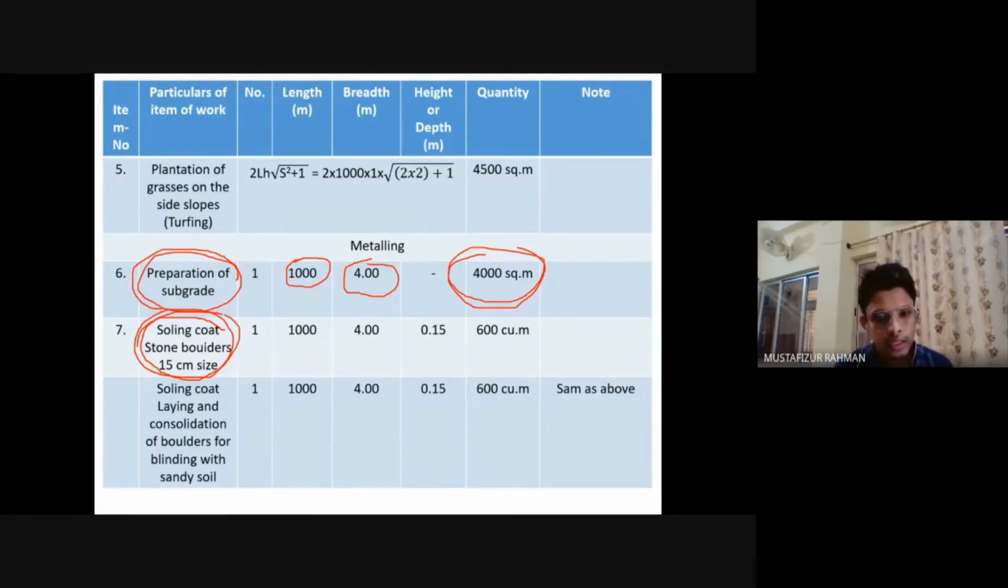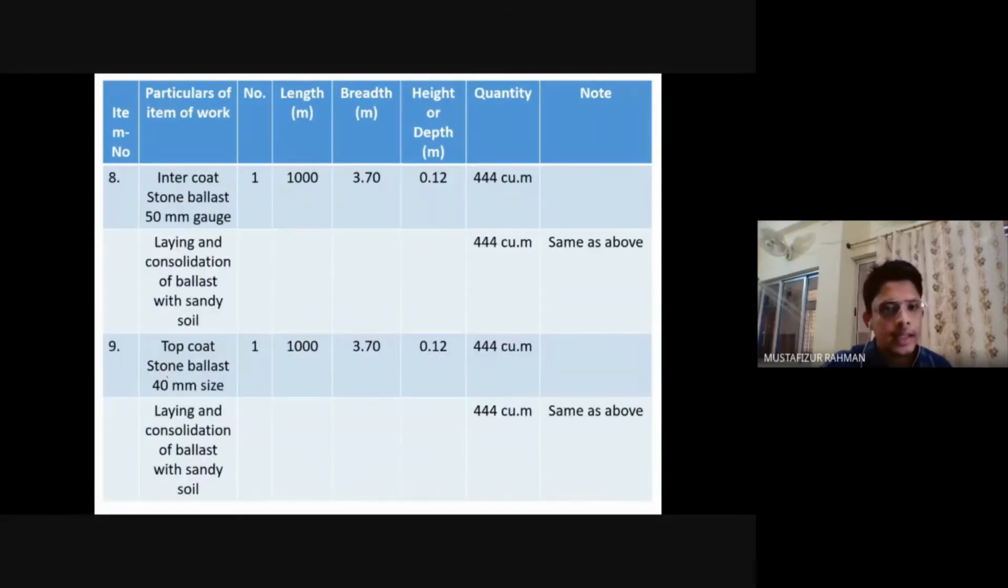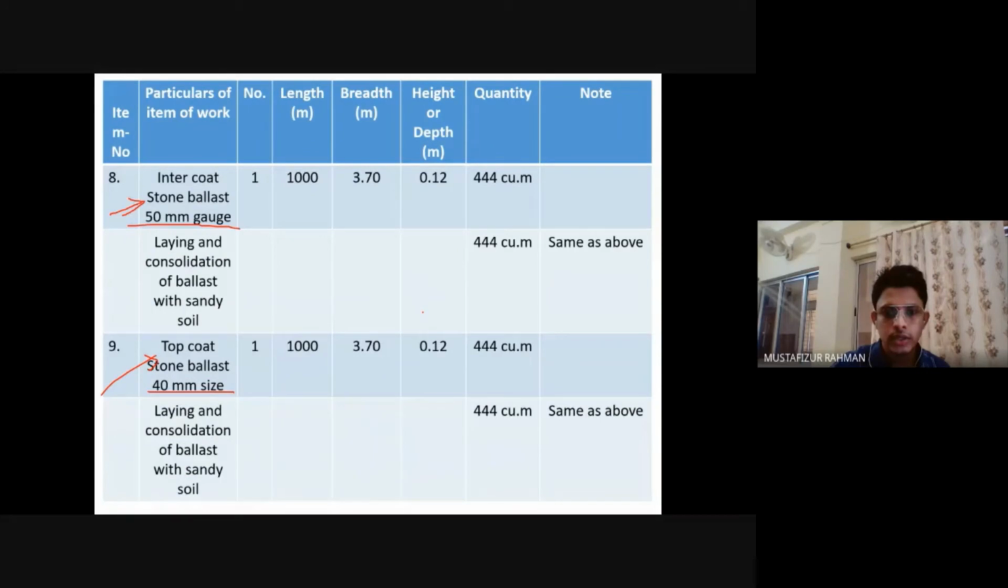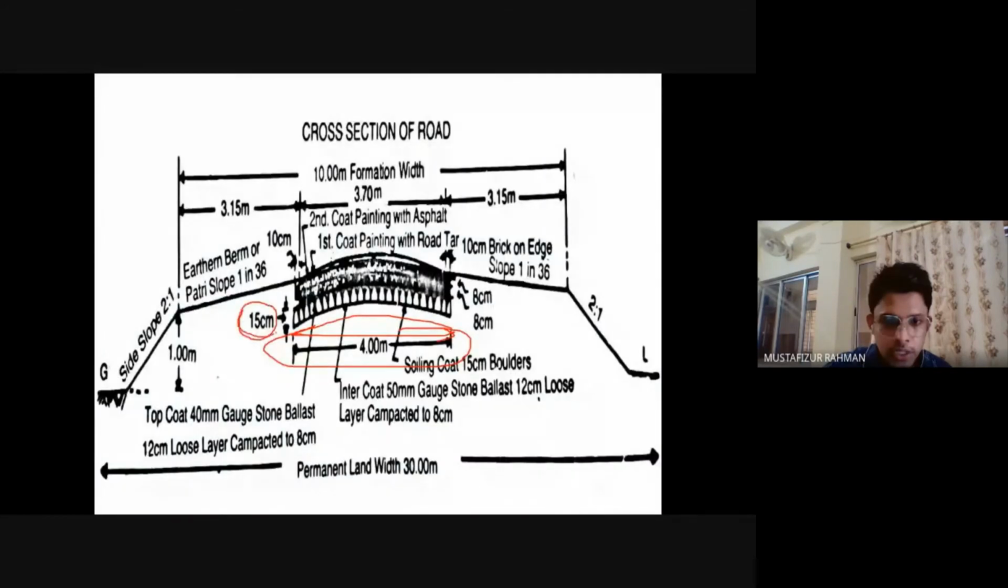So initially we are doing one soiling. Over that we will apply our layers of coat, layers of stone ballast of different sizes, that will come over this soiling. So length is the same, the breadth is the same. What is the height? This height we will get from the cross section. It is mentioned here that this is 15 centimeter.